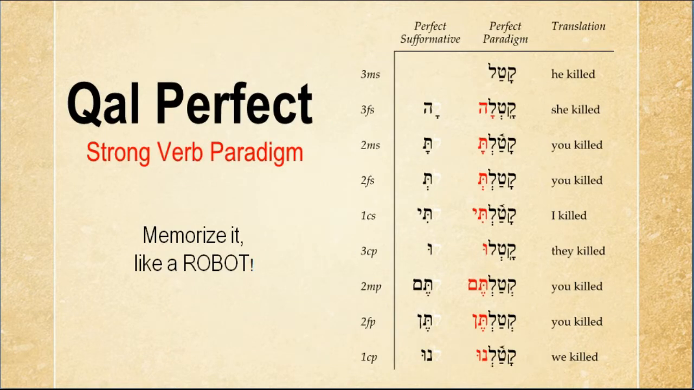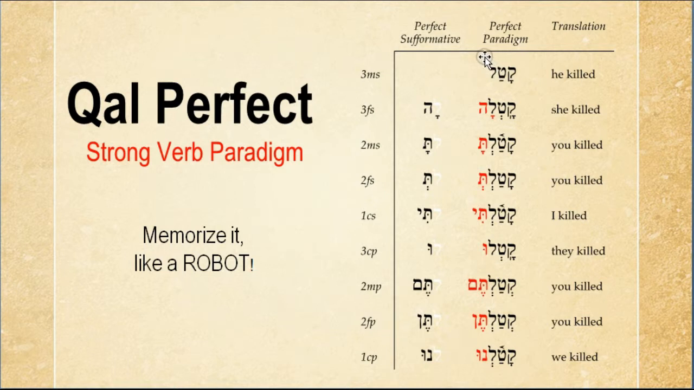And here is the Qal perfect strong verb paradigm. This is the paradigm that I really want you to know. It's found on page 141 in your textbooks, and I simply need you to memorize it. You need to know it in every way. I need you to know the endings themselves. It's important to know the endings.